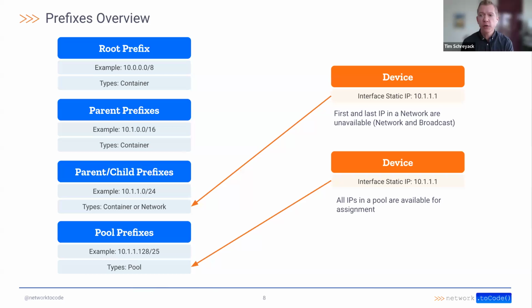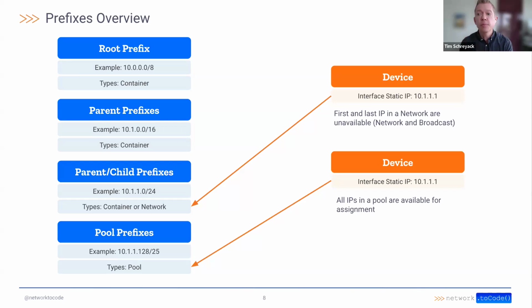Then we have our parent-child prefixes. These are below that second level of the hierarchy, and their parent has to be a container, but they themselves are containers or networks. So as you move down the tree, you now start to expand out what your type possibilities are. And some prefixes may exist as both parent and child prefixes, depending on how they're used in your environment.